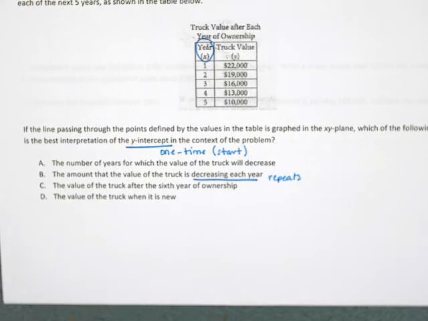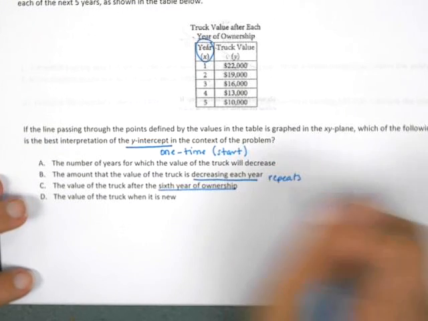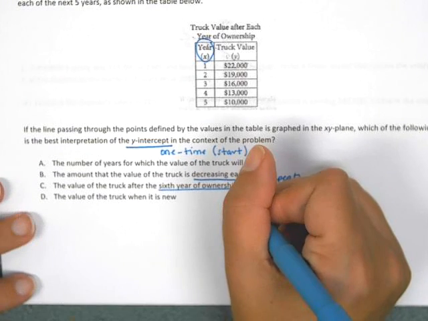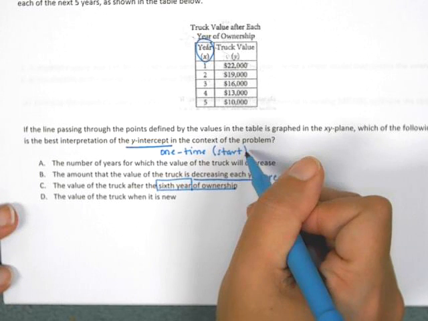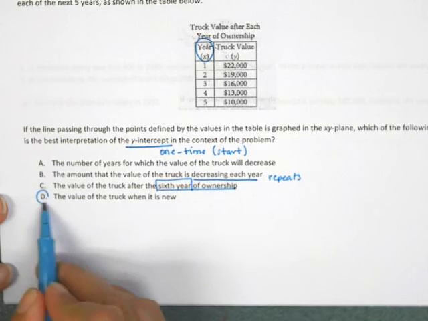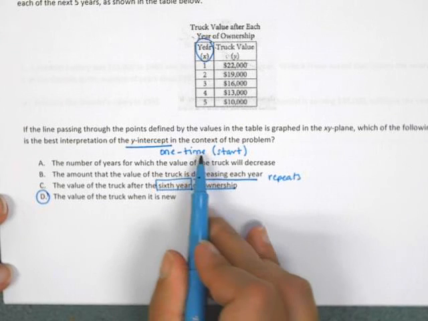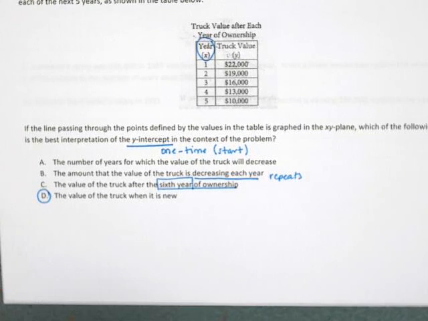The value of the truck after the 6th year of ownership, I don't think it's going to tell me how much the value was after the 6th year, because it should tell me how much I started with. The value of the truck when it is new. Well, that makes sense, because that would be the one-time value that I started with. And then I'm going to keep changing that by continuously subtracting amounts. It's going to decrease every year.